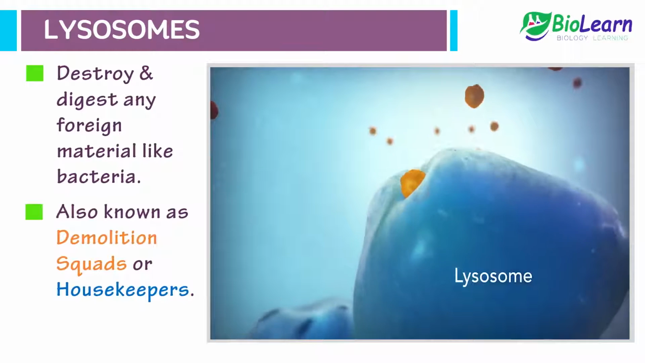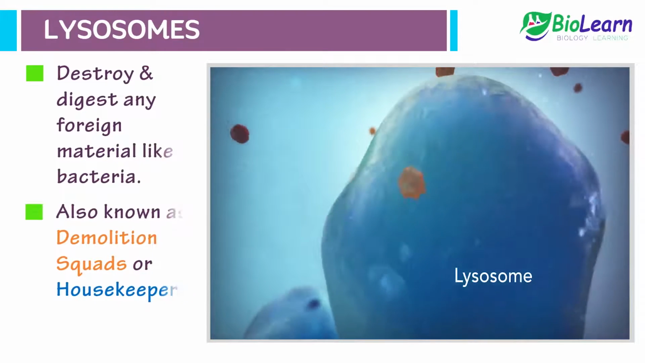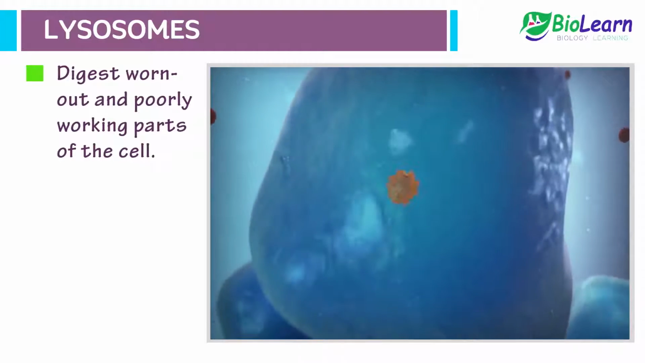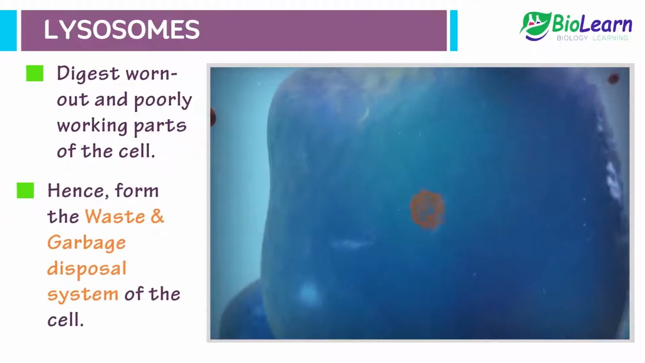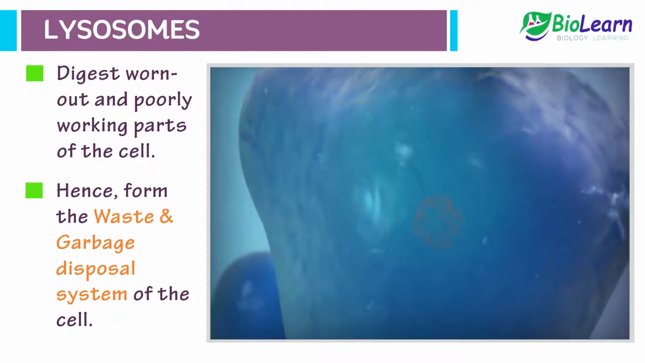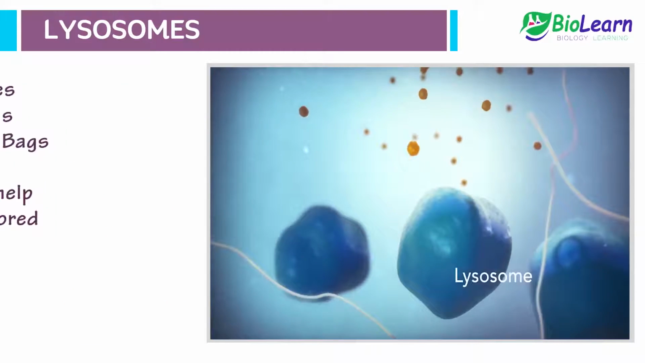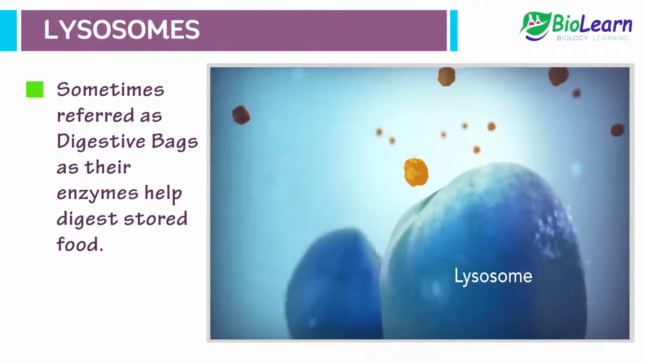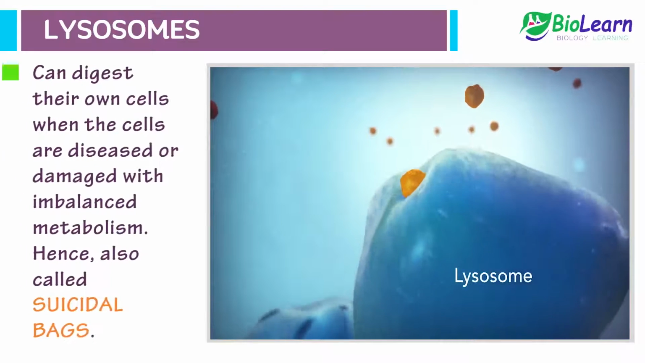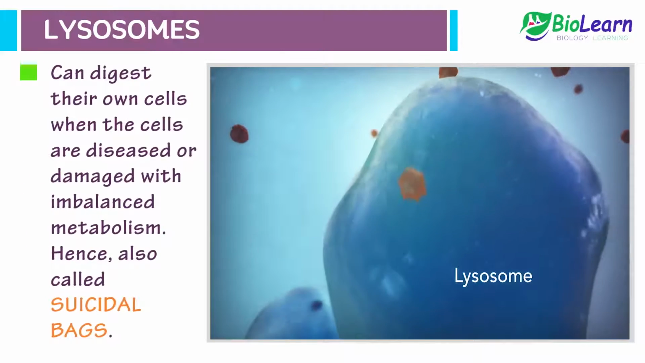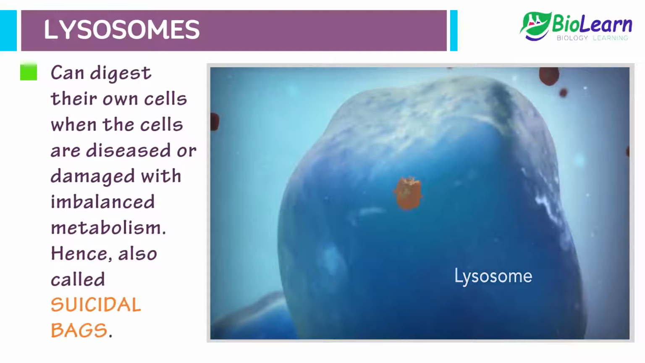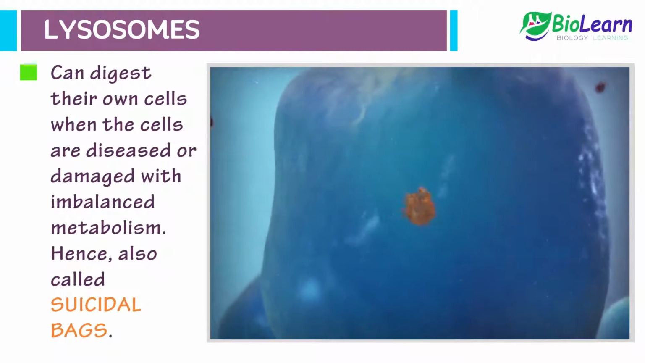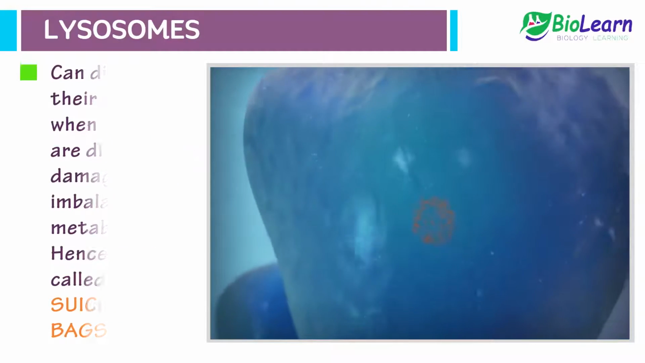Hence, they are also known as demolition squads or housekeepers. They also break down worn-out and poorly working organelles and digest them. Hence, they are the waste or garbage disposal system of the cell. They are also referred to as digestive bags because their enzymes help in the digestion of stored food. Lysosomes also digest their own cells when the cells are diseased or damaged with poor oxygen supply or improper metabolism. Thus, they are also called suicidal bags of the cell.